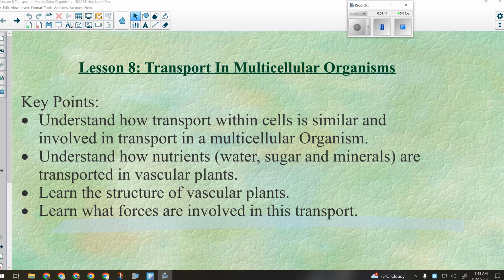Okay? So, key points for today: understand how transport within cells, in particular osmosis, is similar and involved in transport in a multicellular organism. Okay, we're also going to look back a little bit on the polar nature of water stuff that we talked about back in chemistry, because that's involved as well. Okay, understand how nutrients, water, sugar, and minerals are transported in vascular plants. Look at the structure of vascular plants very simply, okay, like roots and stem and phloem and xylem and that kind of stuff. We're not getting super complex. And learn what forces are involved in the transport of water and sugar for plants.